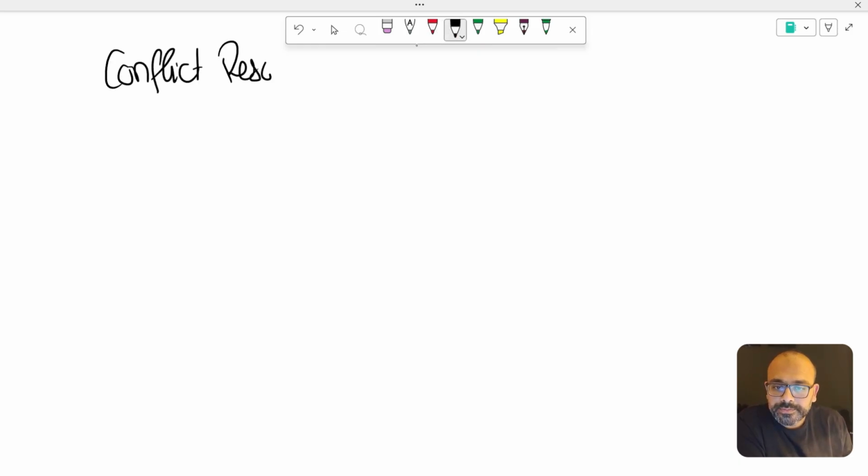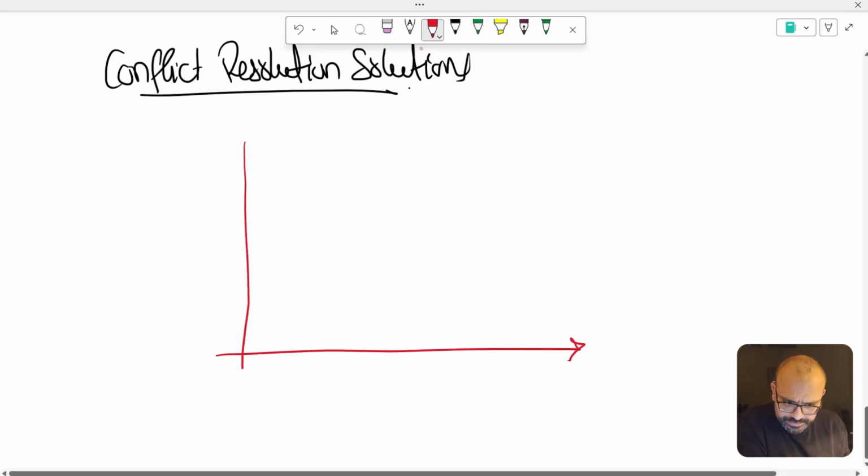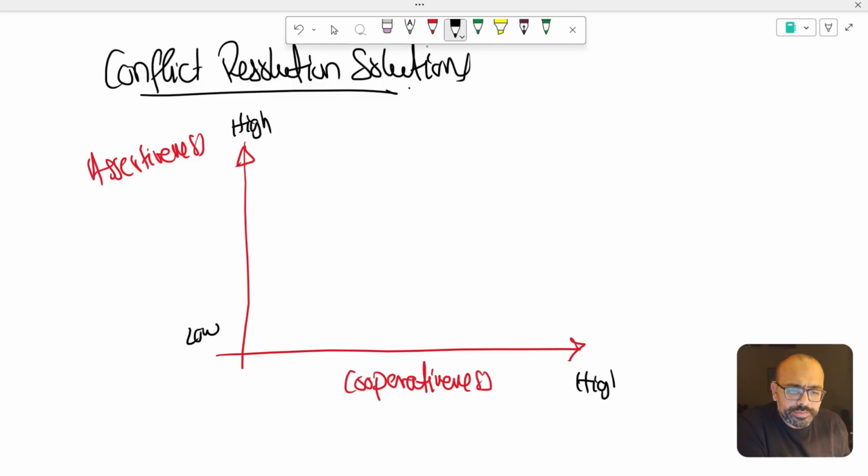Conflict resolution solutions. How to understand them? Now, I will draw a graph here. Cooperativeness on the x-axis and assertiveness on the y-axis. So it means high assertiveness is over here, low assertiveness is over here, high cooperativeness is over here, and low cooperativeness is over here.